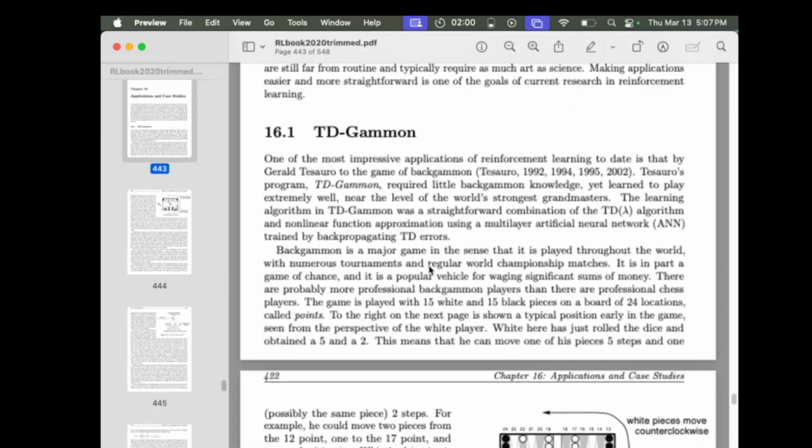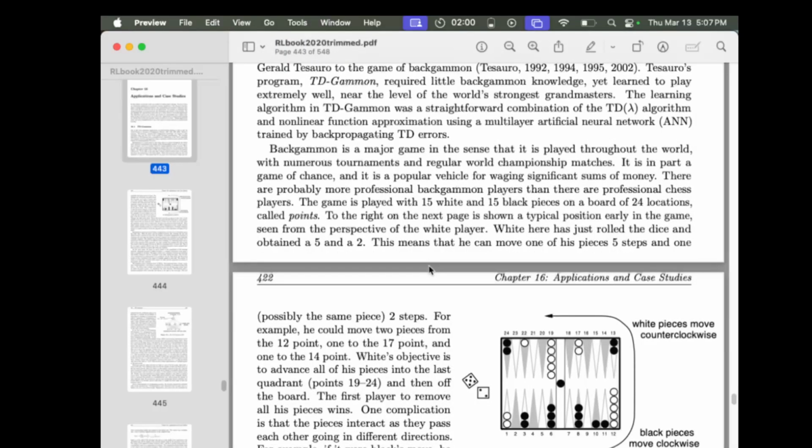There's one of the very first successes in this field: an algorithm called TD Gammon, which was the first computer algorithm to beat humans at playing backgammon. Backgammon is a silly little dice game. Yeah, I'm not showing it. I've decided I'm not going to show it. I'm just going to tell you what it is.